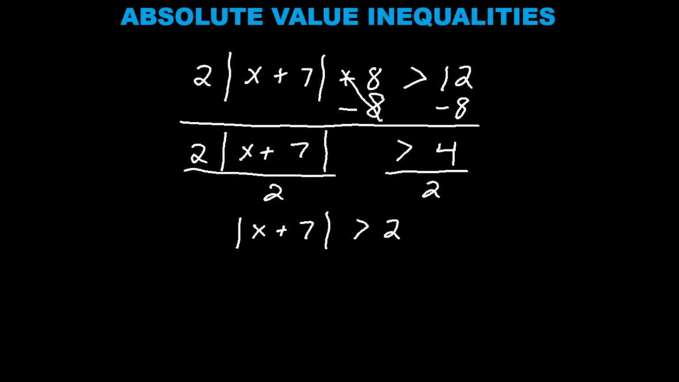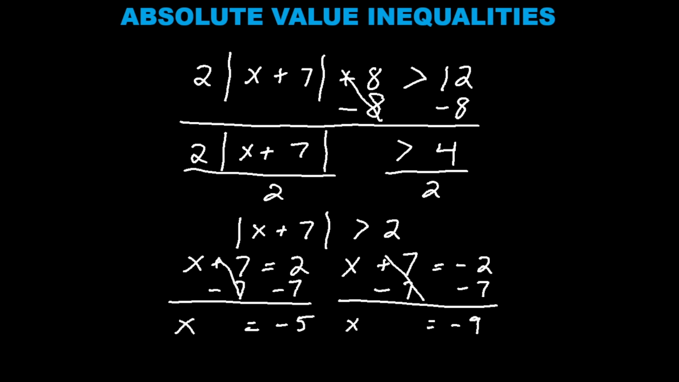So I'm going to set X plus 7 equal to positive 2 and negative 2. And then I'll solve both one-step equations by subtracting 7 from both sides. So now I'm going to get X equals minus 5 and minus 9, so I'm going to graph that. So I know from our original absolute value inequality, we had just greater than, it didn't have the equal, so I know that the minus 9 and the minus 5 are going to be open dots.